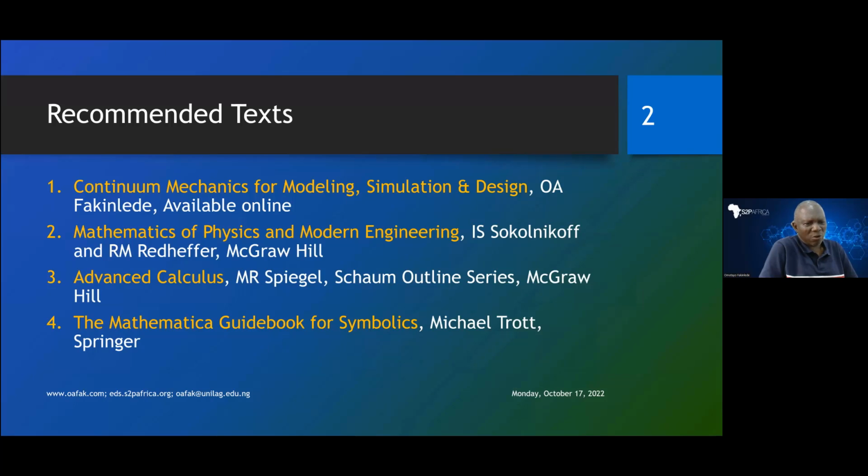Then the last book recommended is The Mathematica GuideBook for Symbolics by Michael Trott, Springer. If you can lay your hand on that book, it's a fantastic manual that will take you beyond even what we are doing in Mathematica, that can really make you an expert in using Mathematica as an engineer. So I will introduce other materials later on, but this is to satisfy the people that are bugging me, saying give us books, give us books. I hope these 4 books will take you off my back for a while, and I can have some peace.